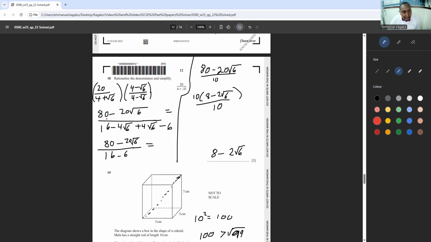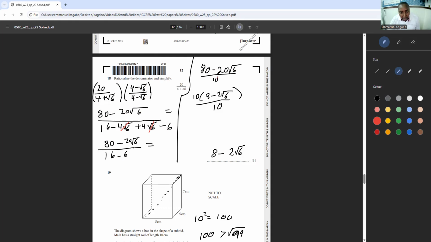So 20 times that gives me 80. 20 times that gives me 20 square root of 6. 4 times 4 is 16. 4 times the square root of 6 gives me 4 square root of 6. Square root of 6 times 4 gives me plus 4 square root of 6. Square root of 6 times minus square root of 6 gives me square root of 36, and square root of 36 is 6. This one is the same as that, so they cancel out. So I'll remain with 80 minus 20 square root of 6, and here 16 minus 4, which gives me 80 minus 20 square root of 6 over 10.